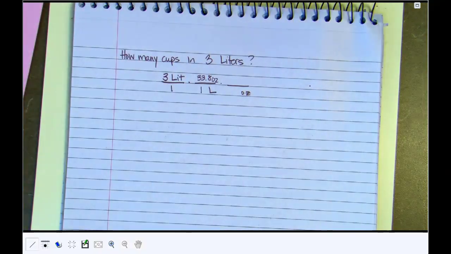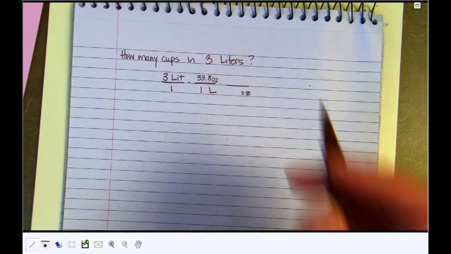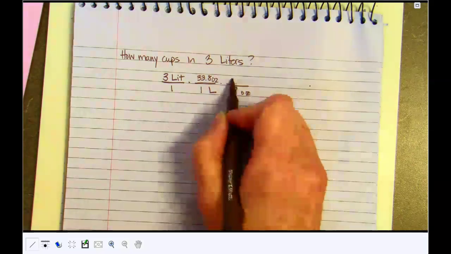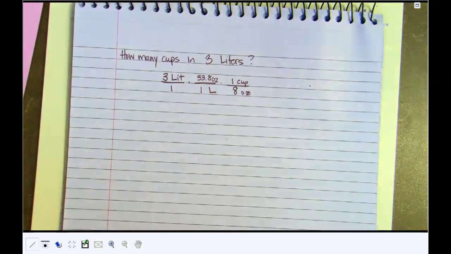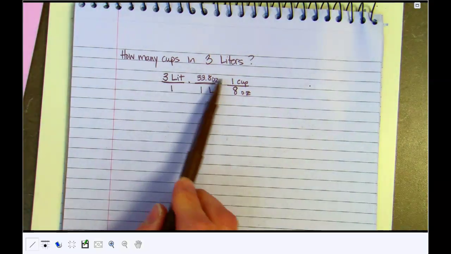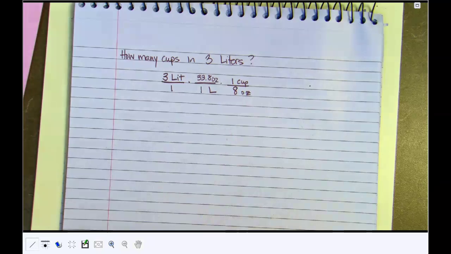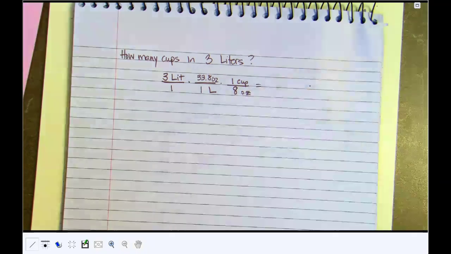What else do we know? 8 ounces is 1 cup. So be careful, because 8 ounces now goes on the bottom, because ounces has to go on the bottom. It is so important for you to put those labels down so that you know where the things go. Okay, now what do we do?